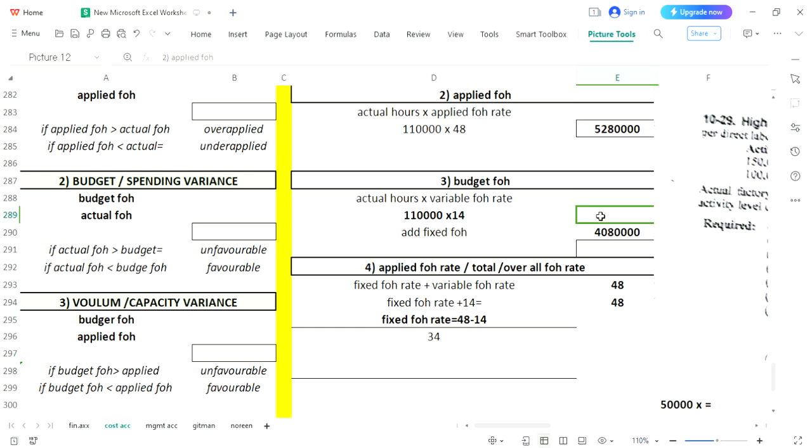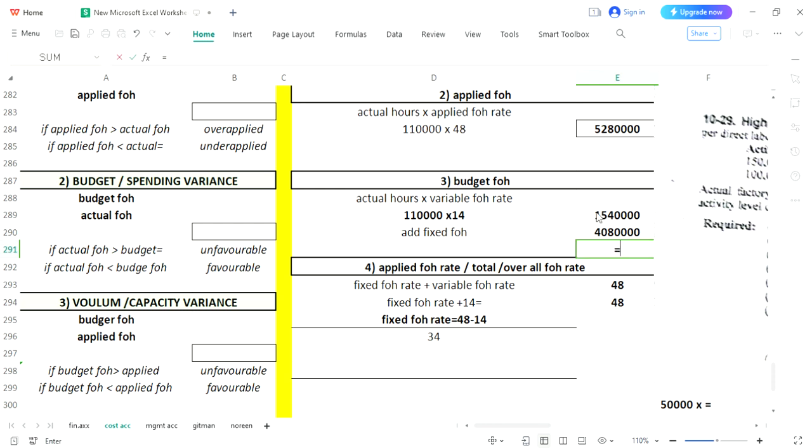Here you will calculate the answer of the first statement, which was 1,10,000 multiplied by 14. Both statements are completed. Now we are ready to calculate our budget FH by adding both statements. The first statement, actual hours multiplied by the variable FH rate, gives 15,40,000, and then you will add fixed FH, which is 40,80,000. 56,20,000 is your budget FH.